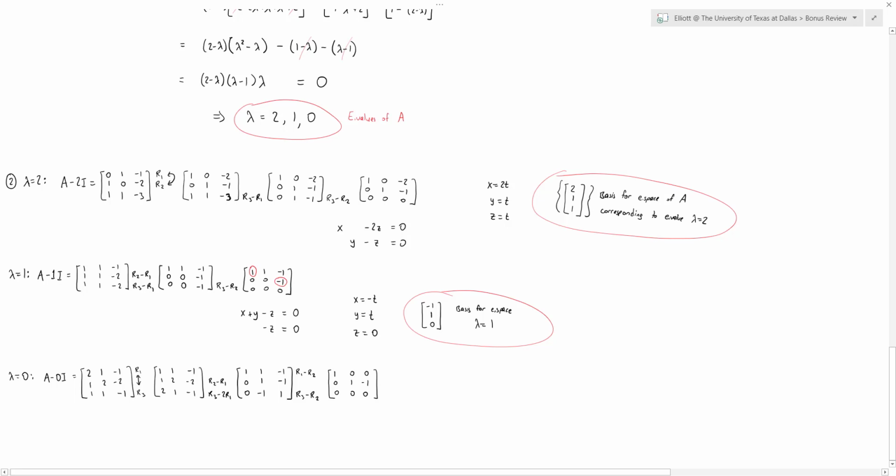Okay, so I think we were left with that. I guess I meant to do row 3 plus row 2, not minus. Okay. So then from here we get the first row gives us x equals 0. Second row gives us y minus z is 0.